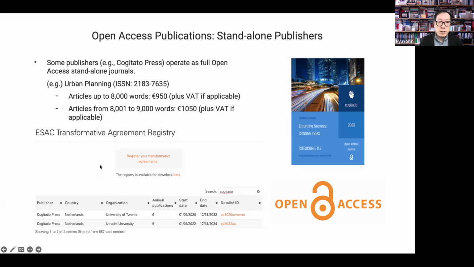Other than these, basically any researcher who wants to publish in urban planning will have to pay this out of their own research budget.